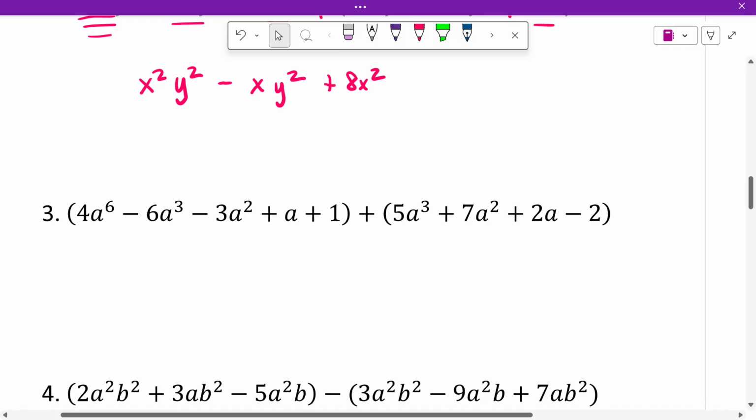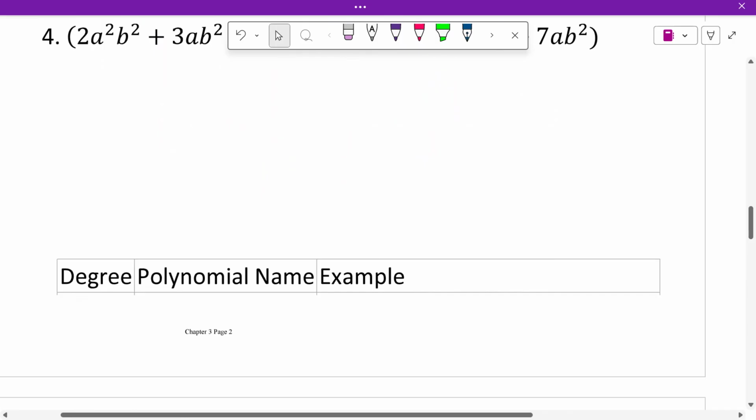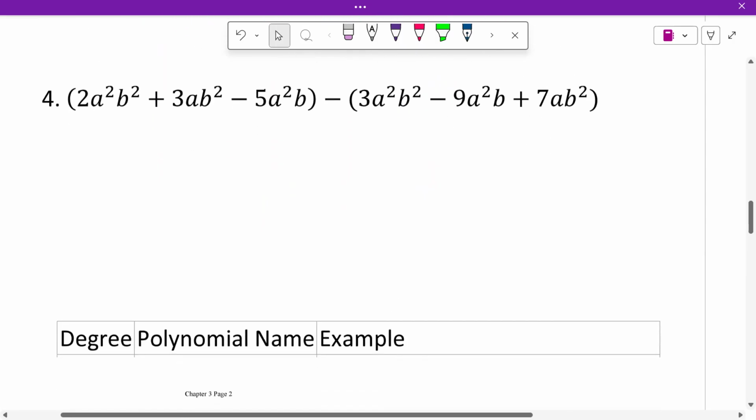Okay, on the next one, what's my first term? 4a to the 6th, because there's no a to the 6th in the other part. What's my second term? There's an a cubed and an a cubed, so it's negative 1a cubed. What's the next one? Plus 4a squared. A plus 2a is? Minus 1. Okay. We got this down good enough. I don't have to do this one, right?